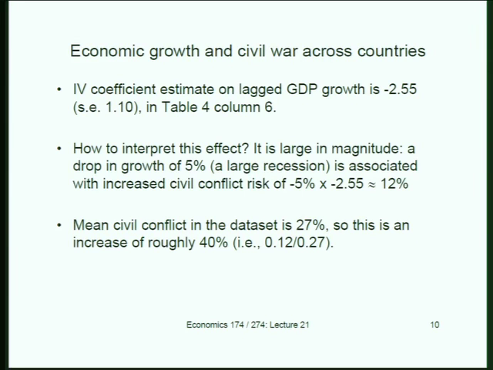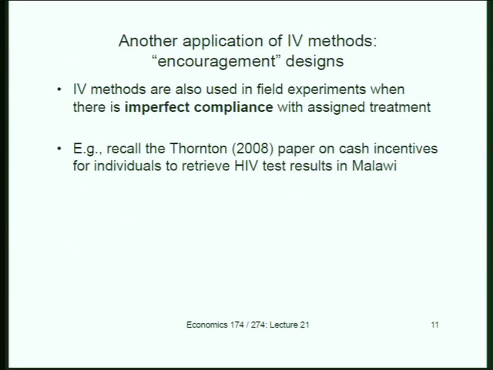Okay, I want to turn to another application of IV. And this is going to go back to a paper we discussed a few weeks ago, the Thornton paper on cash incentives for people to retrieve their HIV test results in Malawi. So remember again, that paper basically shows that when you pay people small amounts of money, they're much more likely to get their test results.